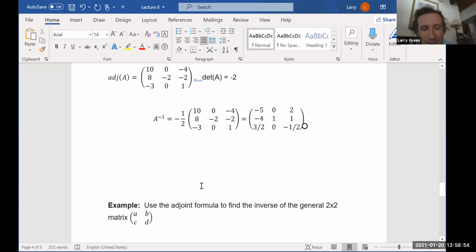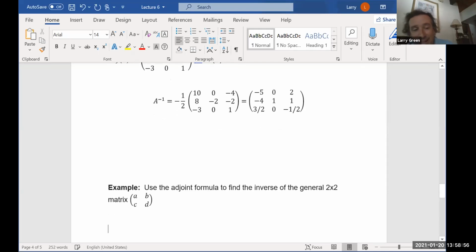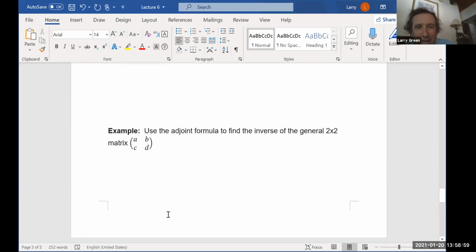And let's see if you can use the adjoint formula. This will be a lot easier, even though there are no numbers. Sounds harder. For the general 2x2 matrix [a b; c d], let's see if you can find it. Shouldn't take more than 2 minutes, probably not more than 1 minute if you remember how to do it. See if you can use the adjoint formula to find the inverse of the general 2x2 matrix. Last week I told you it's good to memorize it, but we'll actually prove that it works. So let's see if you can do that. I'll give you a minute or two.